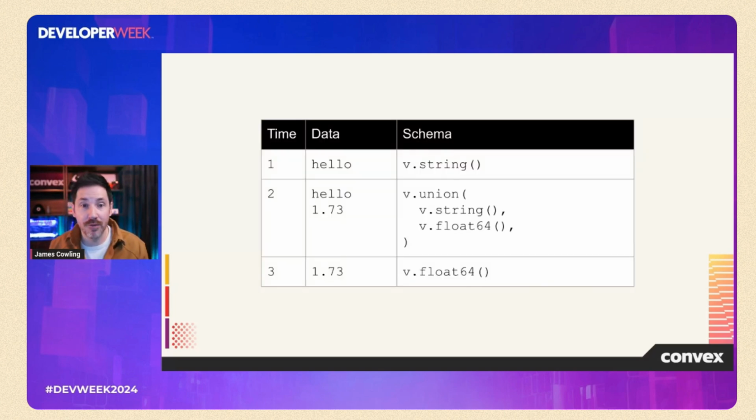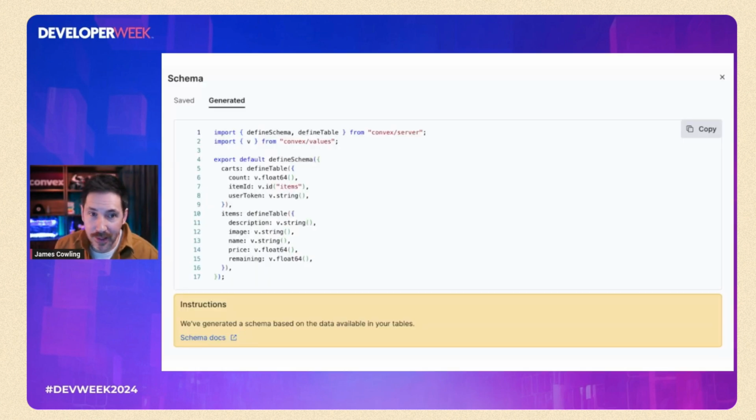Type inference in Convex works in real time, and it uses an algorithm that computes the simplest possible type based on the data in the table. So if you insert a string into a field, the schema will be string. And if you then insert a floating point number into that same column, the schema will be string union float. And then if you go delete that original string row, the schema will revert to float, the simpler type. So this happens automatically and precisely without slowing down the database.